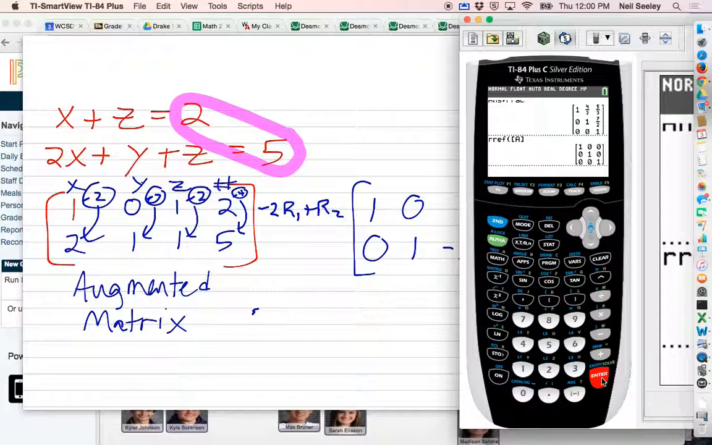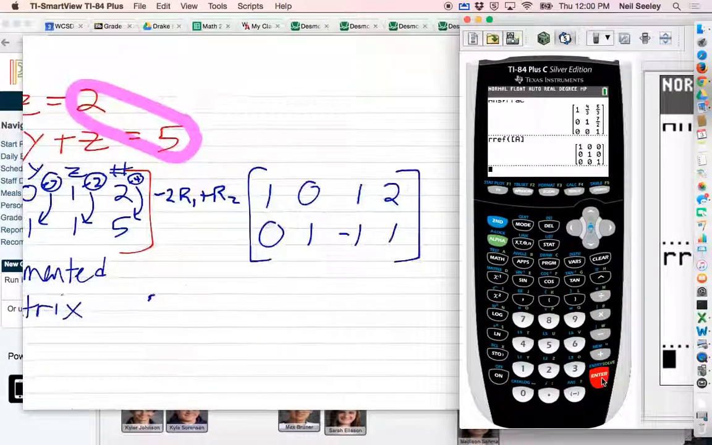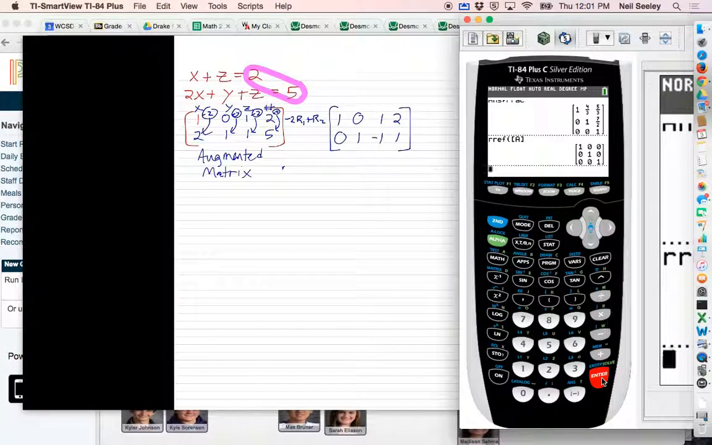If anyone used your calculator by any chance, it'd be fun to compare. You get the same thing. This is exactly what your calculator will spit out, because the calculator just does row reduce until it gets ones in the diagonals. It's pretty neat. So we're actually doing the same work as the calculator today.